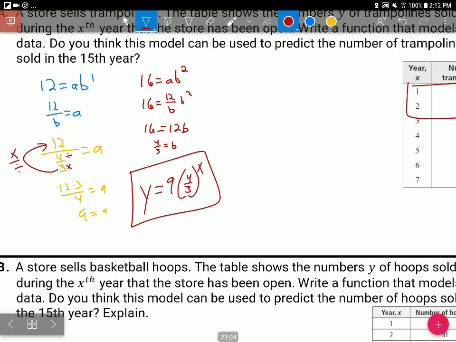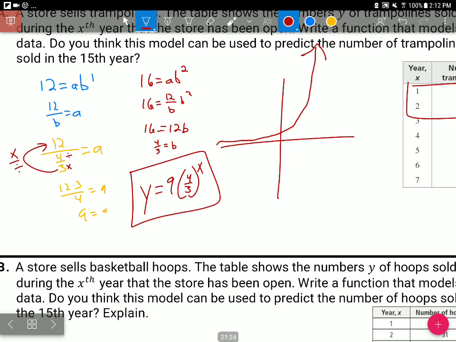At least it's part of the test. All right, last bit. It says, do you think this model can be used to predict the number of trampolines sold in the 15th year? Now, here's the deal. Yes. Remember, this equation starts going up really quick. So it's going to get really high really fast.